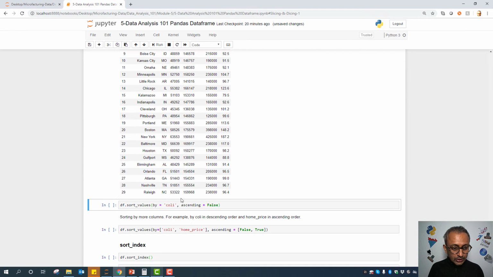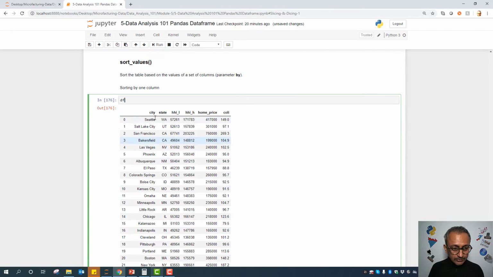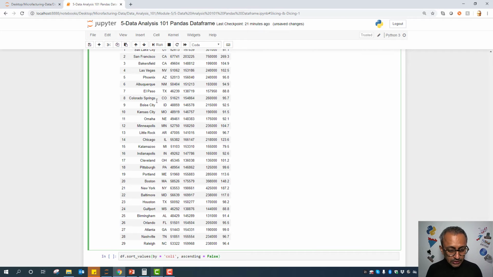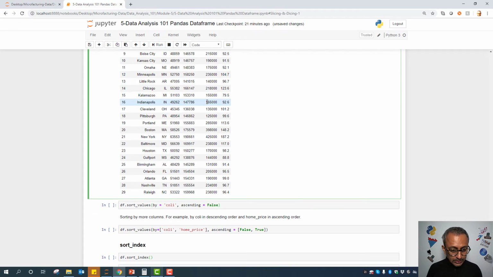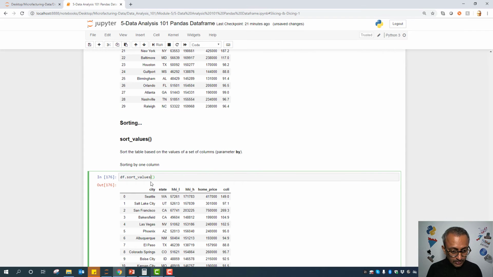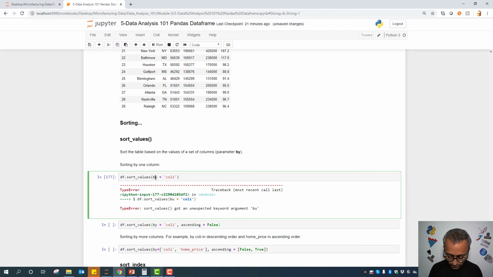Okay, so we're going to say df. Okay, we already done that. Okay, so we're going to sort by values. Okay, sort by values, by equals coli. Okay, what does it do? Oh, by equals coli.